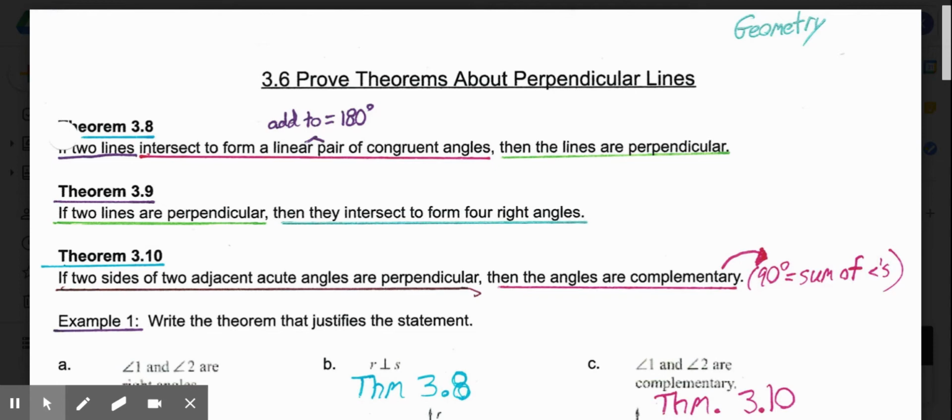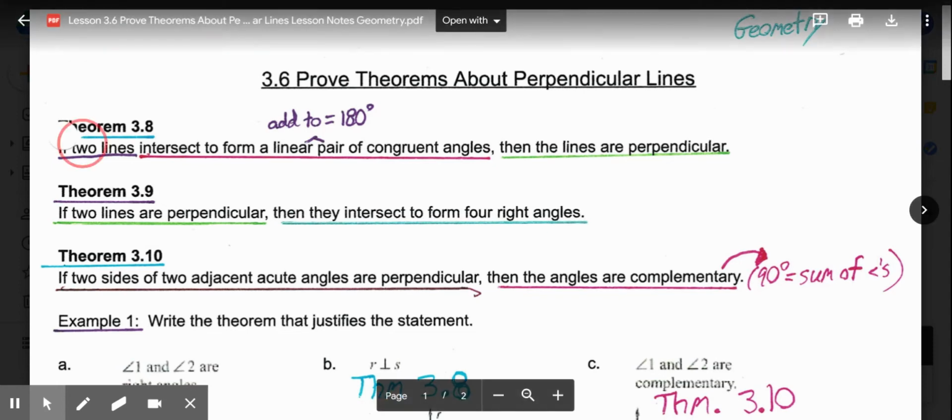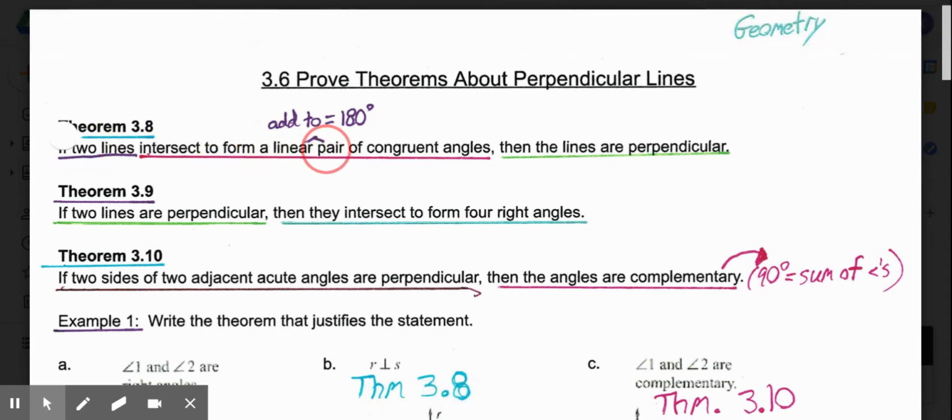perpendicular. So if we break that down a little bit, if two lines intersect to form a linear pair, so we know linear pairs add to 180, of congruent angles. Well, a linear pair is two angles, so if two angles are congruent that add to 180, both are 90 degrees, so it would make sense that those lines are perpendicular.